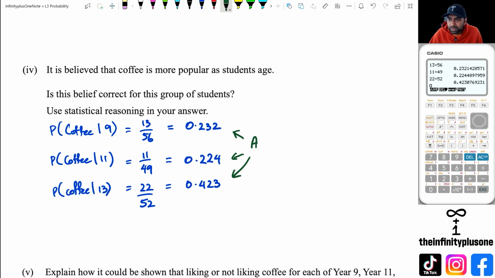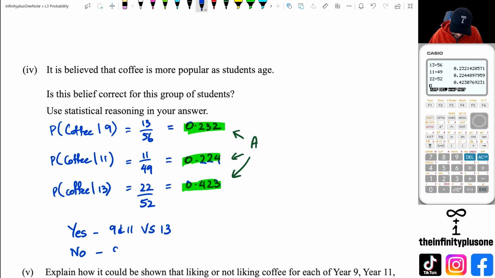So I guess with this one, you can answer it either way, because you could actually say yes, because when you compare year 9 and 11 students' probability with the year 13 one, the year 13 one is a lot higher compared to the year 9 one. So if you say yes, then you are comparing 9 and 11s versus 13. So you'd write a statement like, the probability for year 13 is much higher compared to the year 9 and 11. You might actually say no if you were looking at 9 to 11, the probability drops.